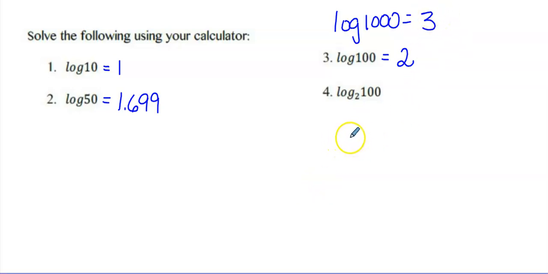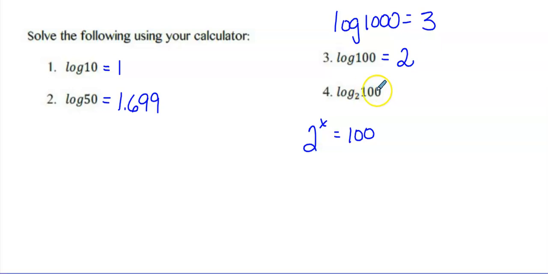But what if I have something like this? I have a log base 2 of 100. So what this is asking me is 2 to the x power equals 100. How many times would I multiply 2 times itself to get 100? It's not going to be a whole number. It's not going to be an integer. It's going to be a decimal number.